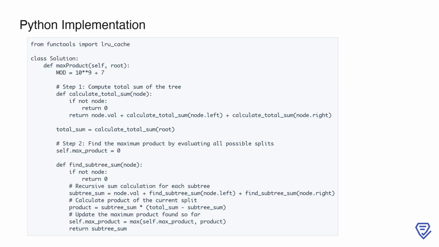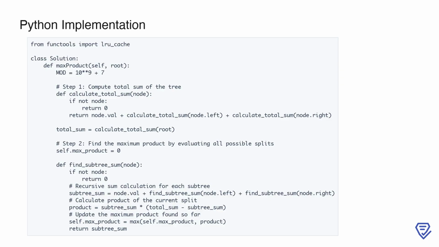The first step is to calculate the total sum of all node values in the tree. This is done using the calculate_total_sum helper function, which recursively adds the value of the current node to the sums of its left and right subtrees. If the node is null, we simply return 0.